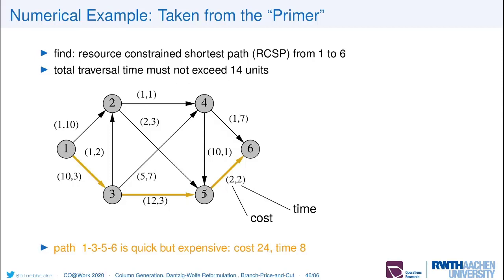So here are some solutions. Here's one path, which is very, very costly, as you can see, but it is very quick. Here's another path which is very slow but very cheap. Both are actually not what we want. What we want is this one here. The time is not the quickest, but it's at least quick enough for the resource constraint, and its cost is 13. And we can prove that this is an optimal path, from 1 to 3 to 2 to 4 to 6.